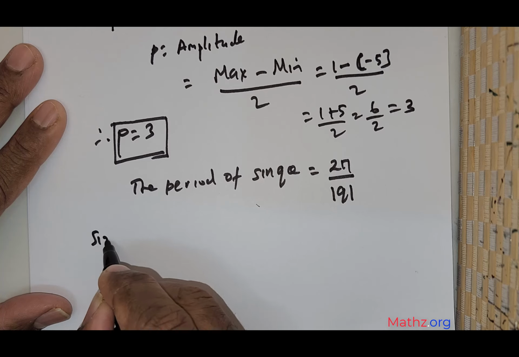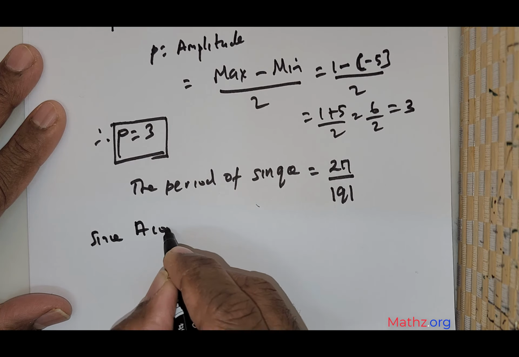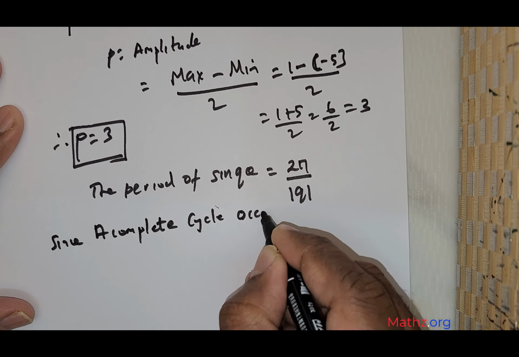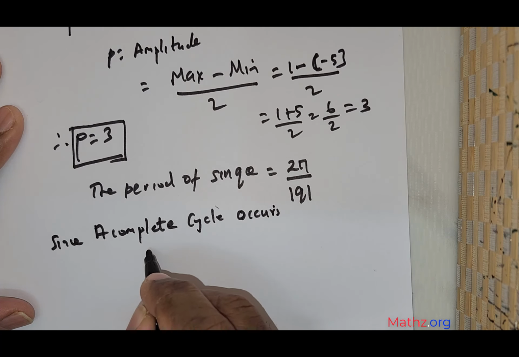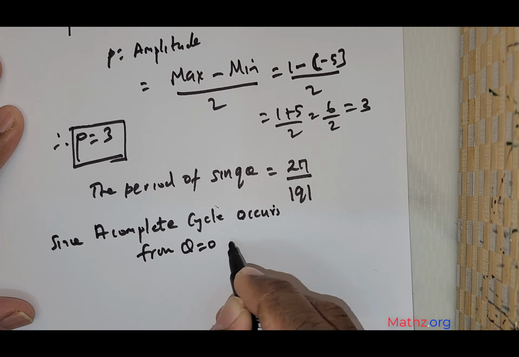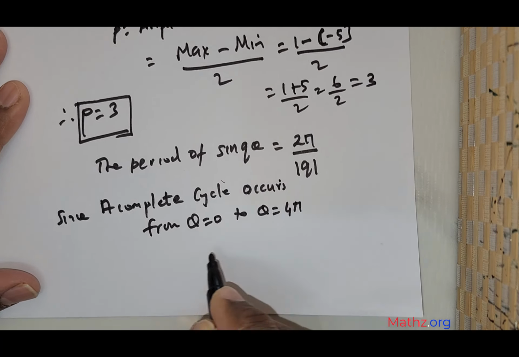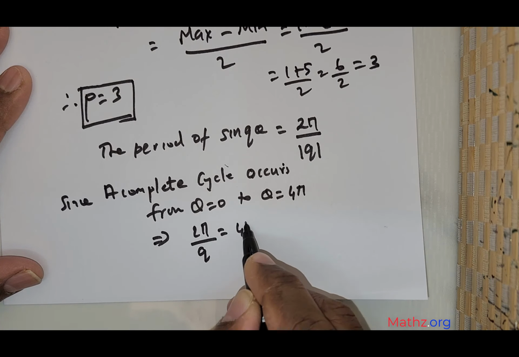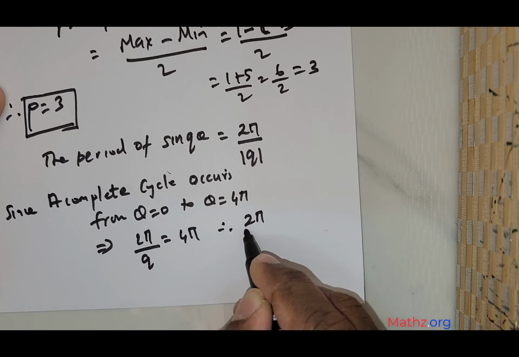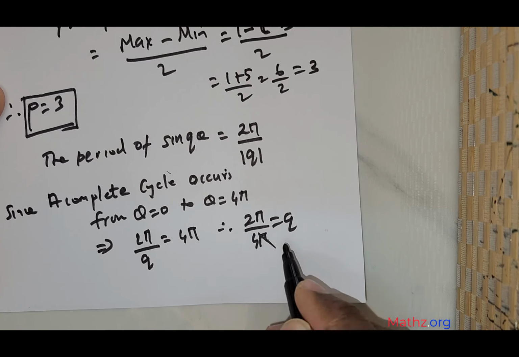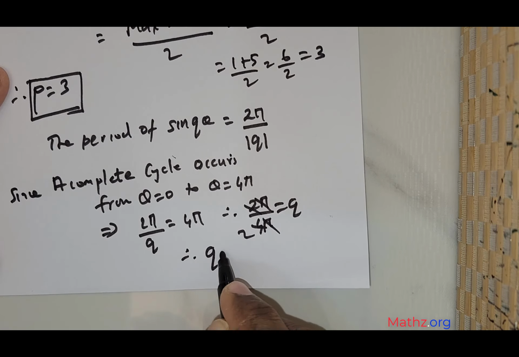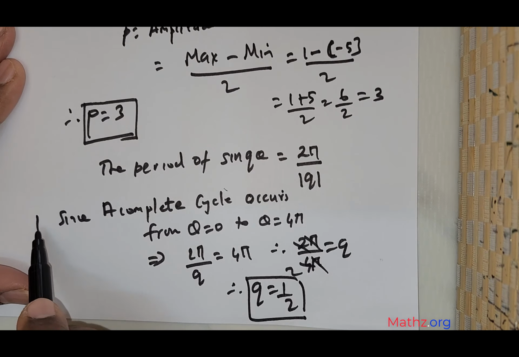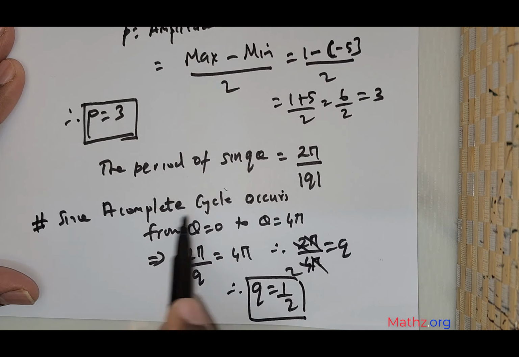I'm going to write that. Since a complete cycle occurs from theta is equal to 0 to theta is equal to 4 pi, this would mean 2 pi over q is equal to 4 pi. So therefore 2 pi over 4 pi is equal to q. Pi cancels, 2 divides here 2 times. So therefore the value of q is 1 over 2. So this is an important component. You need to make this statement. Okay?